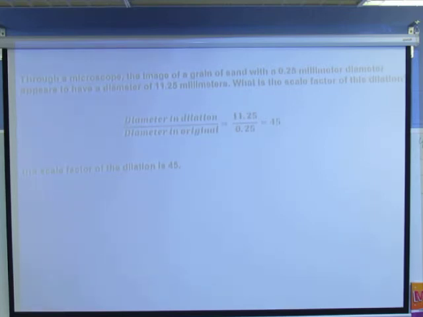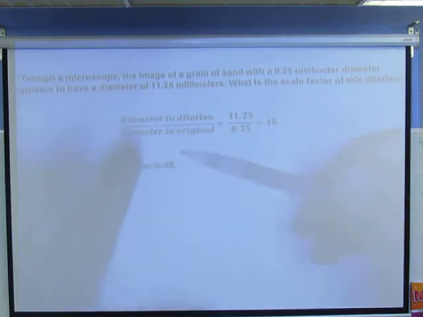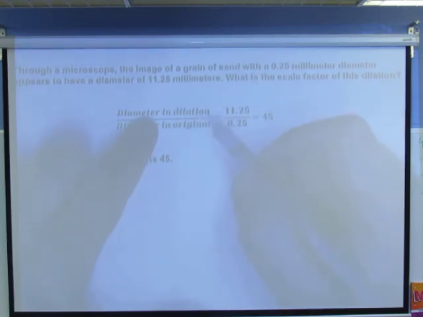So have you ever used a microscope? Yes. Okay, and so there's that little scale on there, and you can adjust it, and you can say how much you're enlarging it by, right? So we want to know what was that enlargement factor. So for these types of problems, it's always going to be the diameter of the dilation divided by the diameter from the original. The original always goes on bottom.